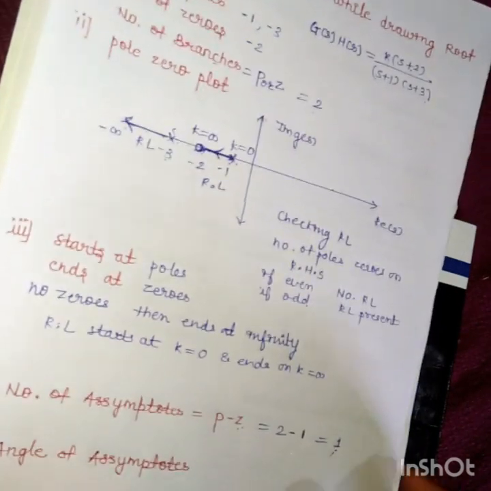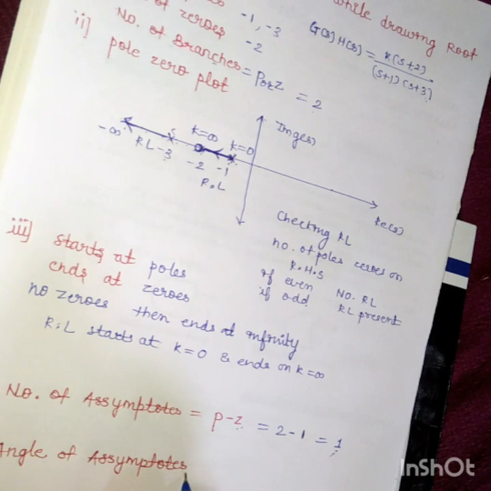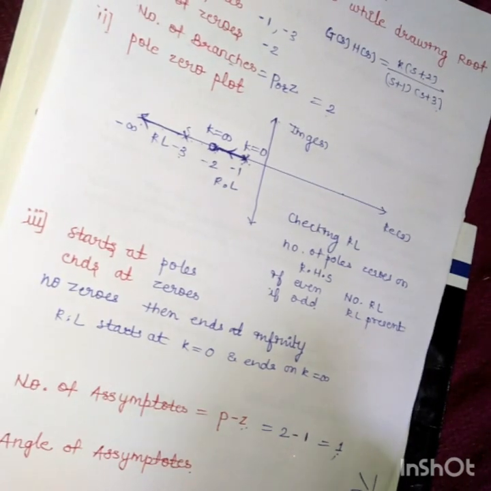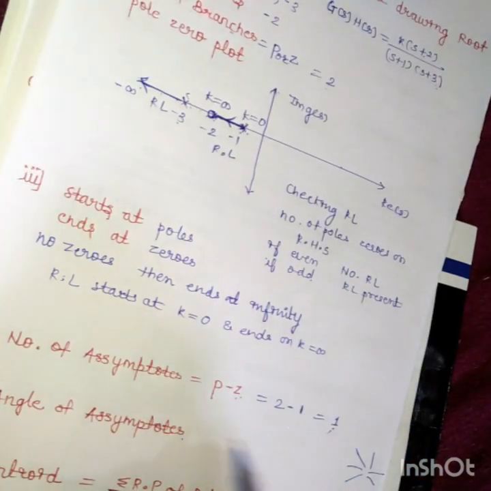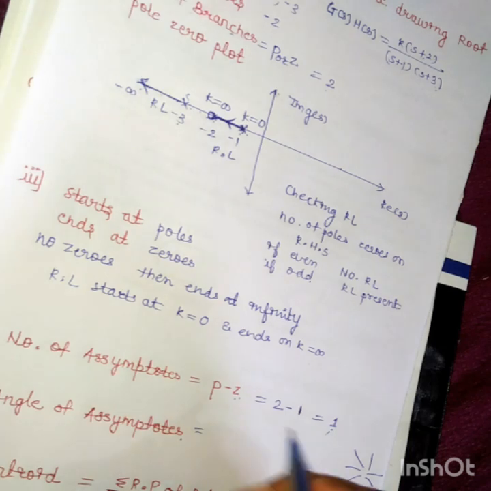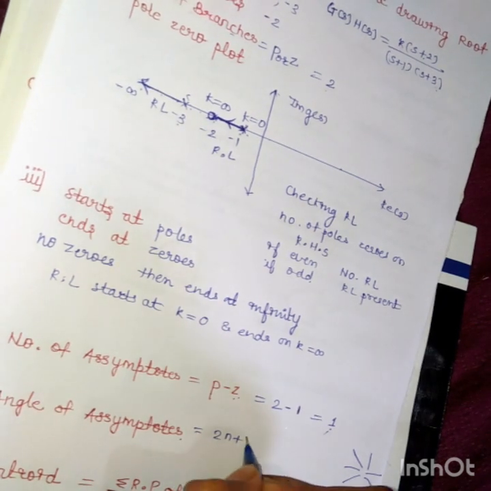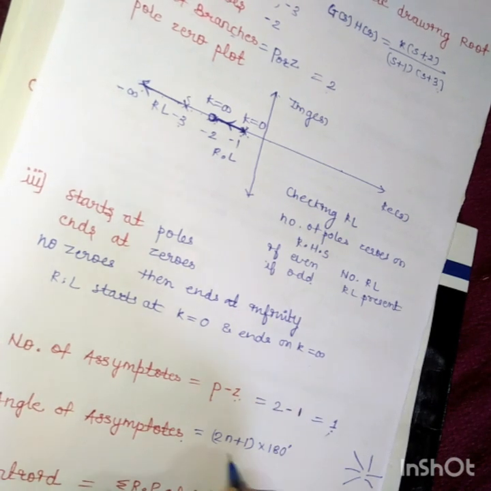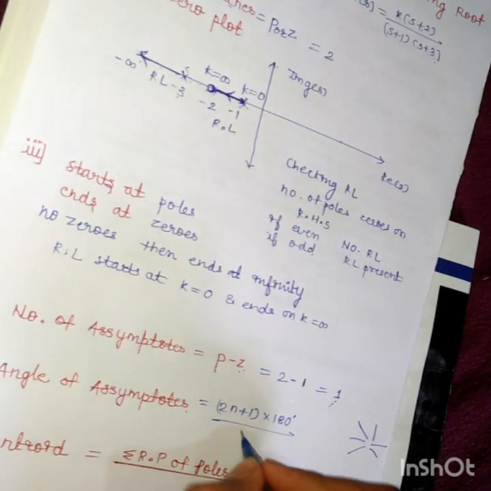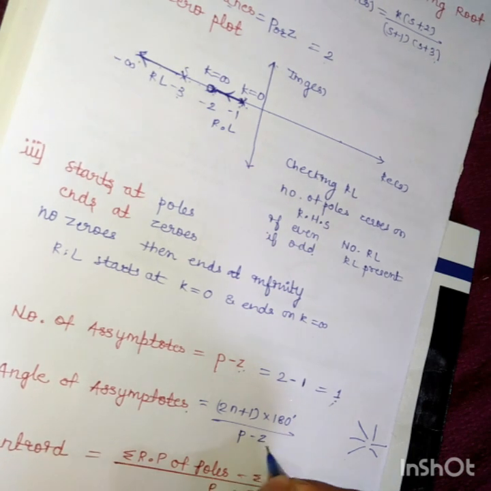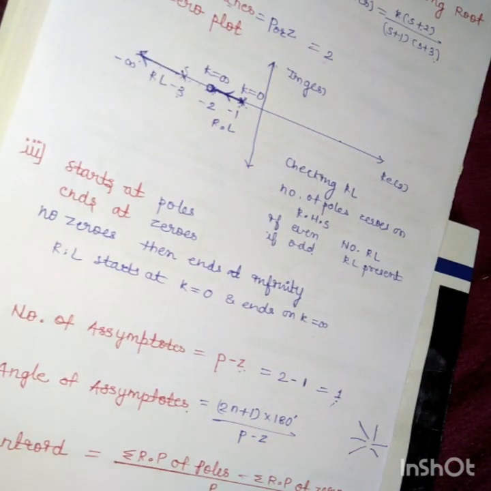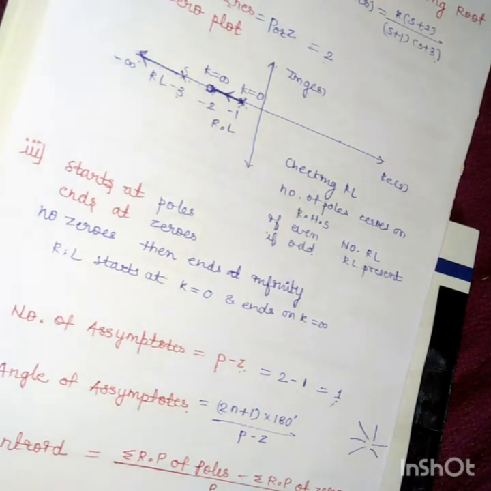But what will be the angle of the asymptote? Will it be going like this, or this, or this, or this? In which direction? Therefore we need to calculate the angle, and what is the formula for the angle? 2n plus 1 into 180 degrees upon p minus z. This is the formula for finding the angles of asymptotes.